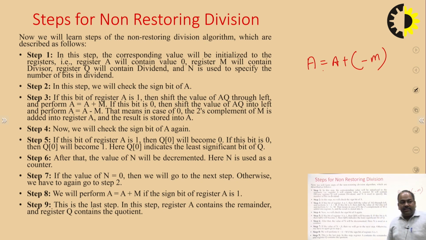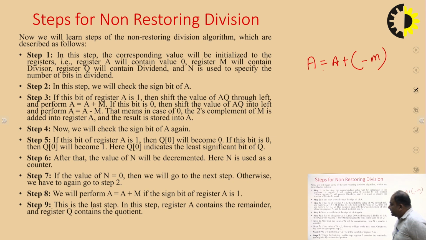After this iteration, in step 3 we again check the sign bit of A. If the sign bit of A is 1, then Q0 will become 0, and if this bit is 0, then Q0 will become 1. Q0 indicates the least significant bit of Q. So this is step 5.